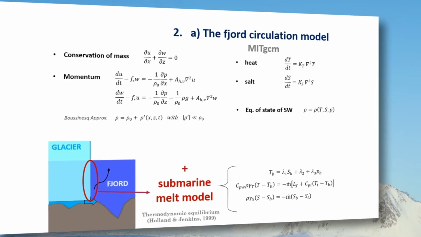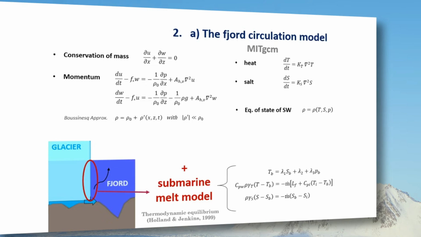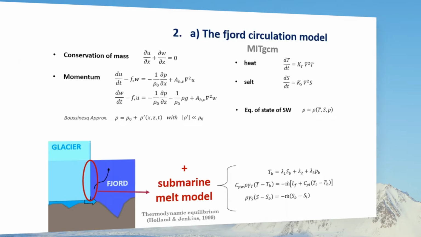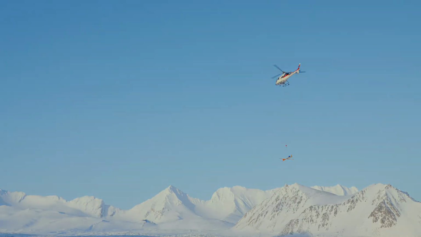At the glacier fjord boundary, we include the thermodynamic equilibrium at the glacier fjord interface, considering the freezing temperature as a function of salinity and pressure and the heat and salt budget equations. This model allows us to estimate the melt rate of the submerged ice front. The fjord circulation and submarine melt models require as input data the fjord bathymetry, the subglacial discharge rates, and water temperature and salinity. The outputs of the models are the evolving velocity, temperature, salinity, and pressure fields across the fjord and the melt rates at the glacier front.